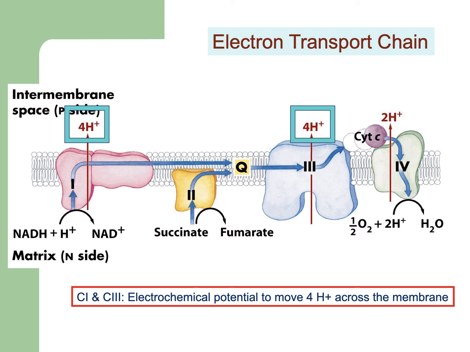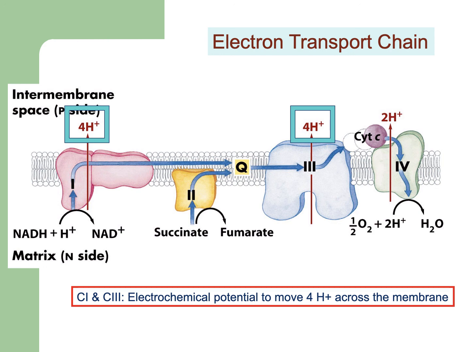Now, how many are contributed from NADH and FADH2 independently? So if we look at NADH, we have the 4 being pumped across from its oxidation in complex 1. It contributes to the 4 in complex 3, and it contributes to the pumping of the 2 in complex 4. So for every 1 NADH molecule, we have 10 hydrogen protons pumped across the membrane.